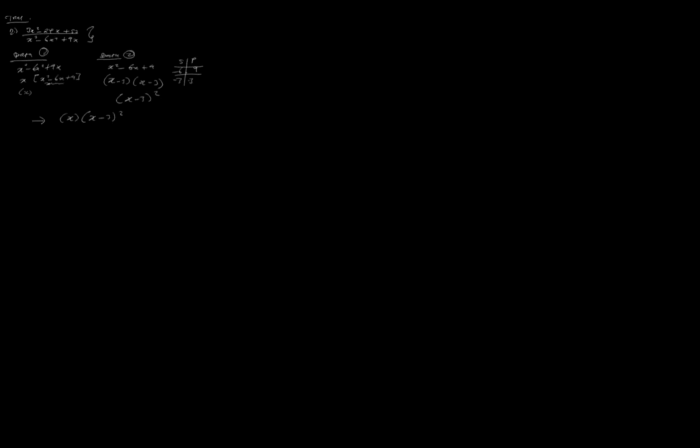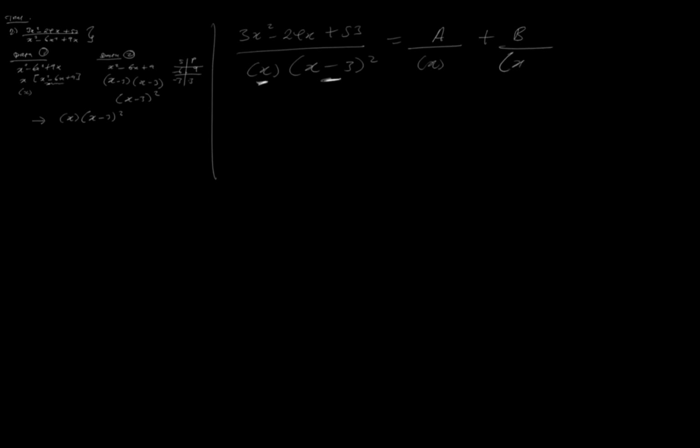Alright, so look, we are having 3x squared minus 24x plus 53 over x and x minus 3 to the power 2. To decompose this, start with this one first. This is a linear factor, so you have a over x. Plus, this one is a repeated linear factor, so it's going to be in ascending powers. So you're going to have b over x minus 3, then plus c over x minus 3 to the power 2.